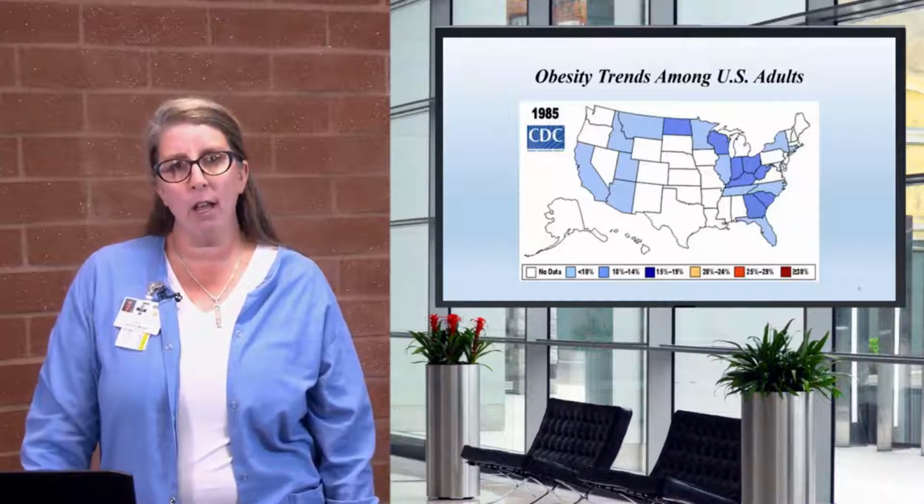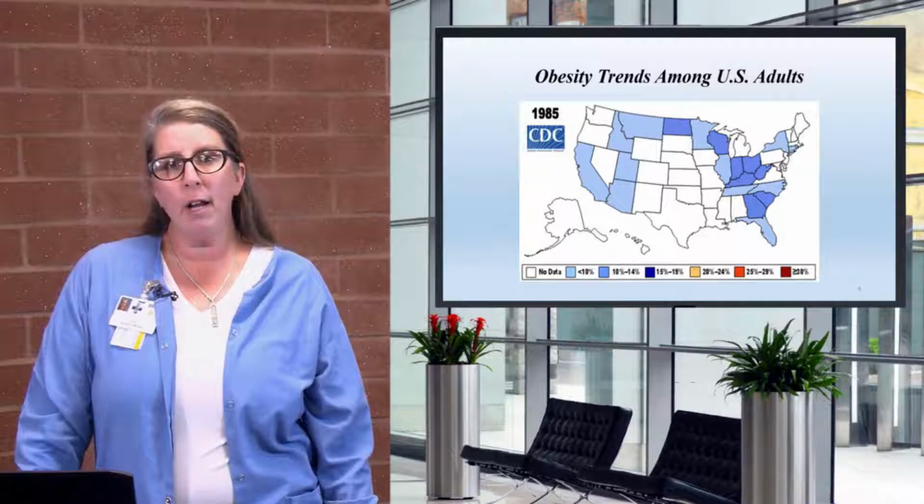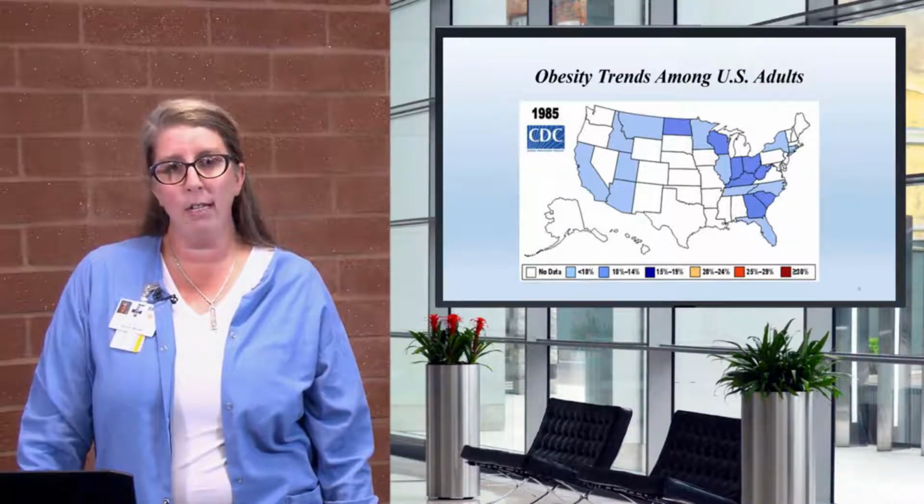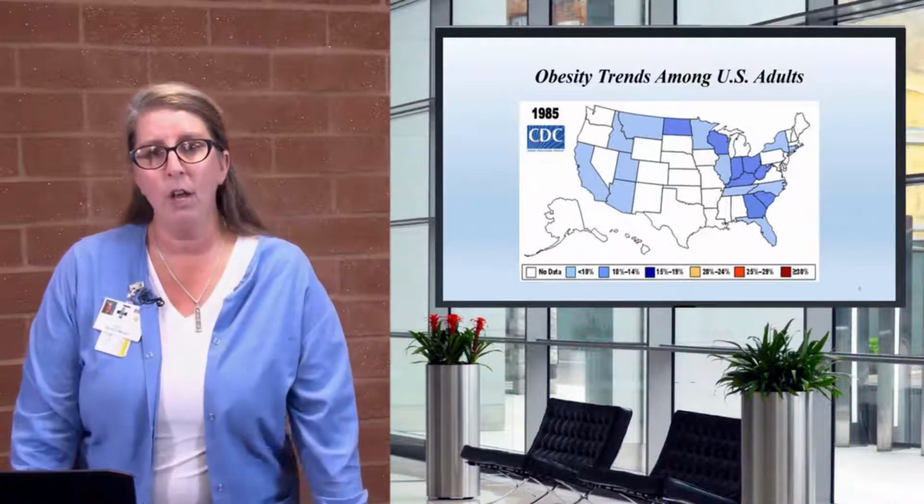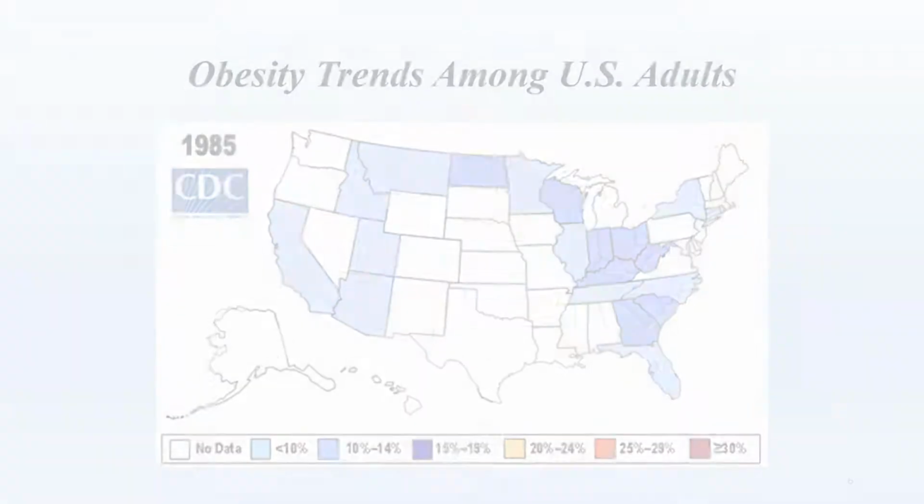So these next several slides are from the Centers for Disease Control and Prevention. These are some slides that will go over the progression of obesity across the United States over the last few decades. So in 1985, the Centers for Disease Control and Prevention started asking states to report on their obesity rates. The states in the white had not yet started reporting. The light blue states had less than 10% of the population as obese, and the little bit darker blue states there in the Midwest had 10 to 14% of the population as obese.